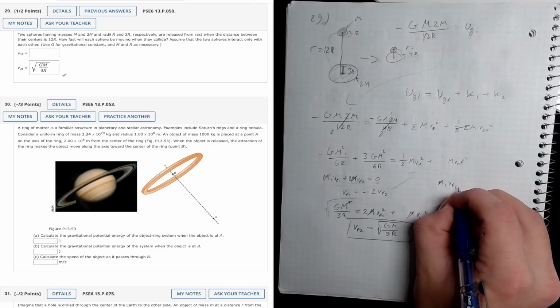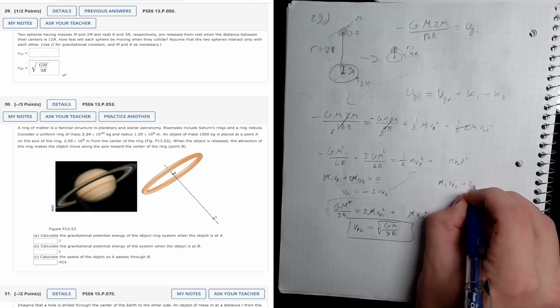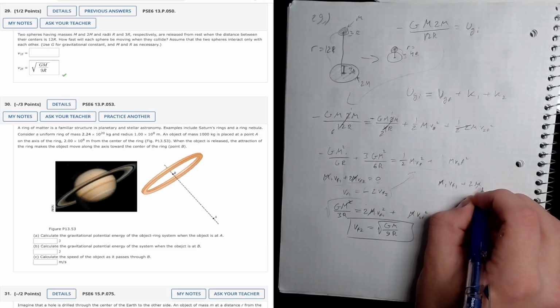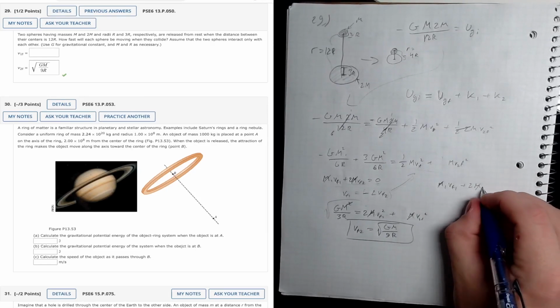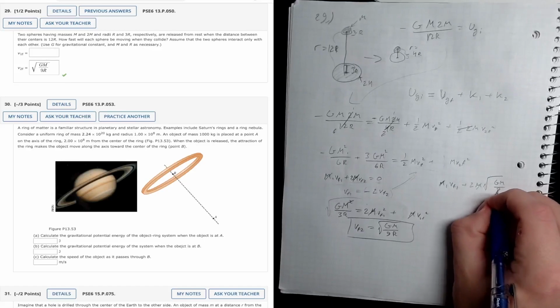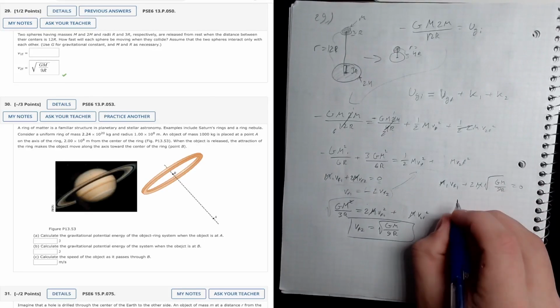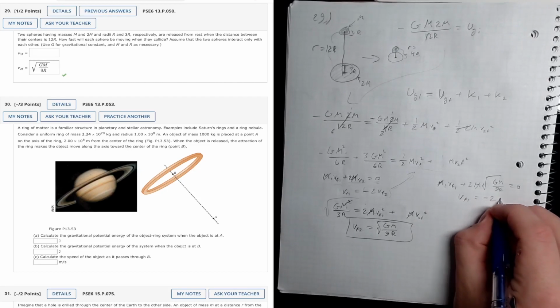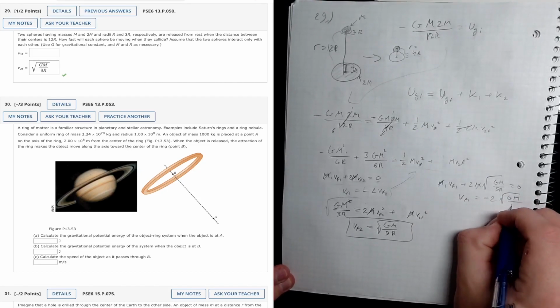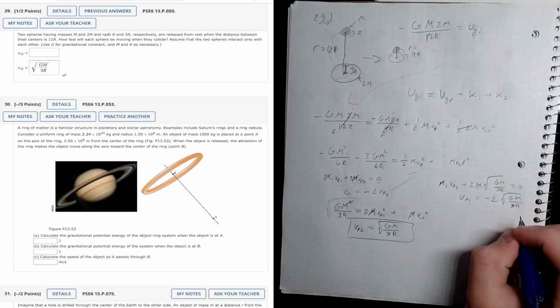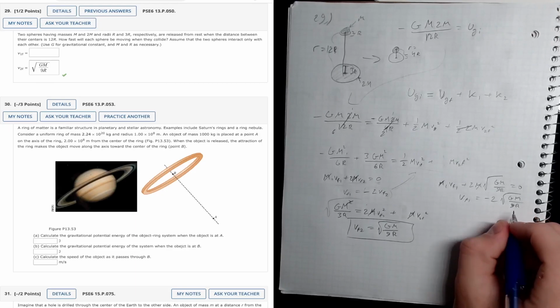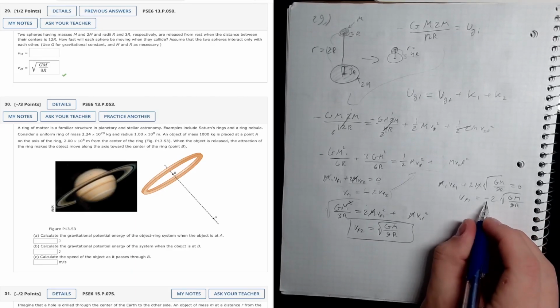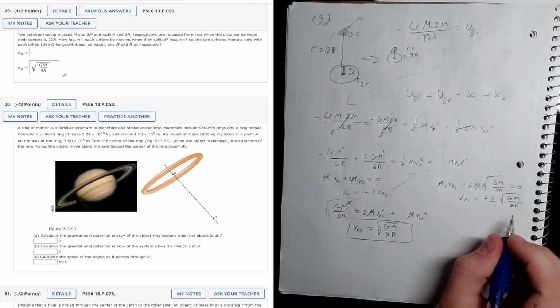M1 VF1 plus 2M negative 2. Alright, and then velocity final 2 square root of GM over 9R equals 0. So velocity final 1 equals negative 2 square root of GM over 9R. But it asks how fast they're moving, so although this is negative, this will become positive since we're going to take the magnitude just to find the speed.